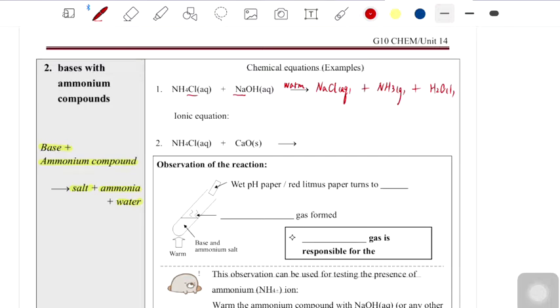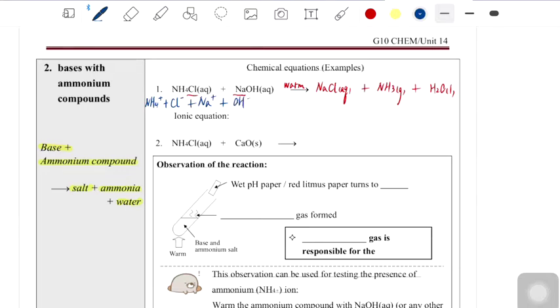In order for this reaction to happen, we need to gently warm the two reactants, so we can write the condition above the arrow. To write the ionic equation, we need to separate the ions from the ionic substances in aqueous solution. For the first one, we separate it as ammonium ion plus chloride ion, and then we have sodium ion and hydroxide ion.